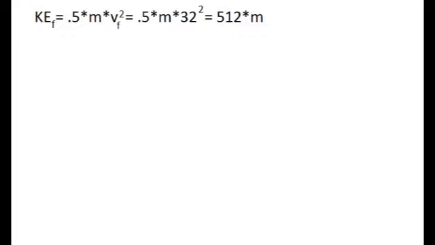Well, let's first look at the final kinetic energy. The final velocity is 32, so we have 0.5 times the mass times 32 squared, and that's going to give us 512 times the mass. Moving on, we have the final potential energy. The final potential energy is mass times gravity times the final height. The final height is 0, so the potential energy final is 0.